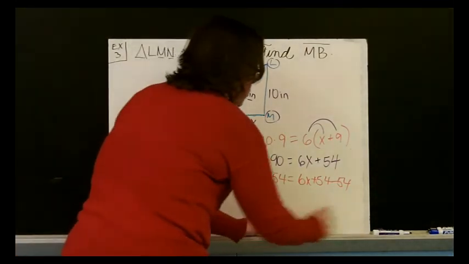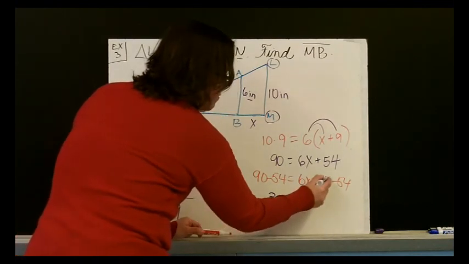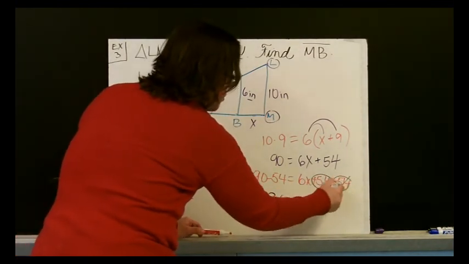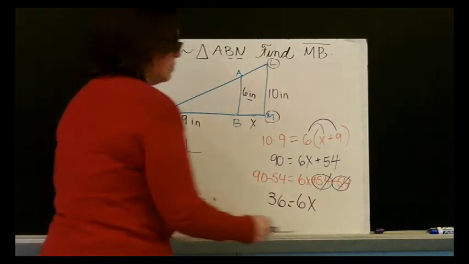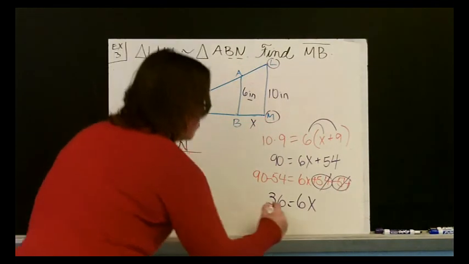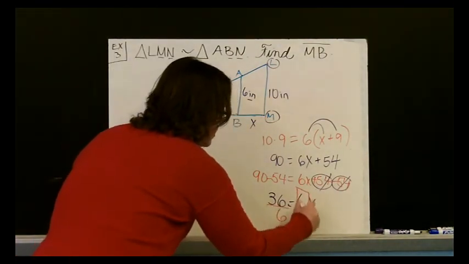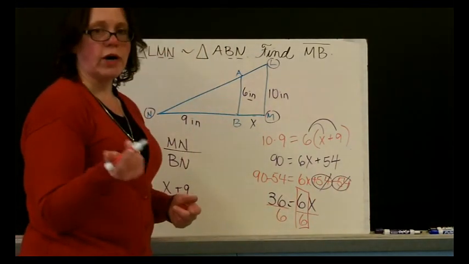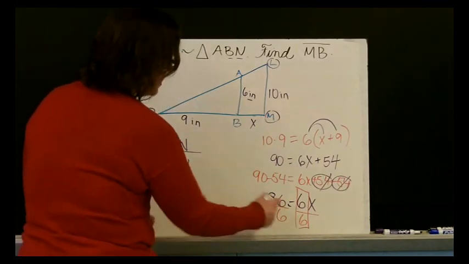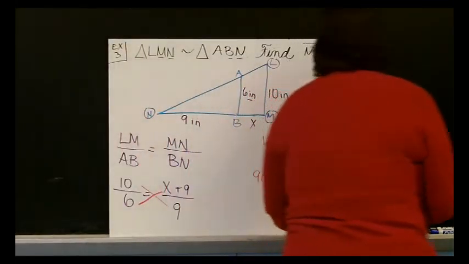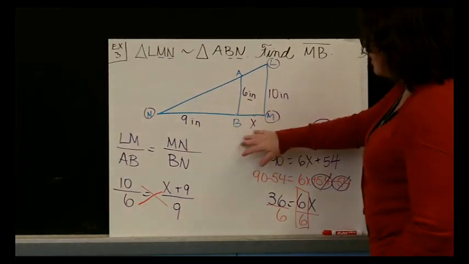90 minus 54, well, that gives us 36. This positive 54 and the negative 54 make a 0, and we're left with 6x. Then our final step is to divide both sides by the coefficient 6, because we want x to have a coefficient of 1. And when you do your division, you find that x equals 6 inches. So the length of BM, or MB, is 6 inches.